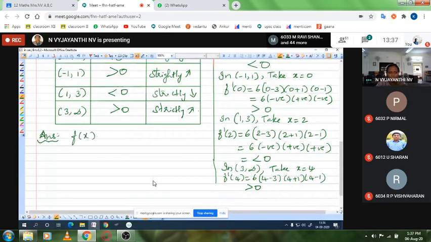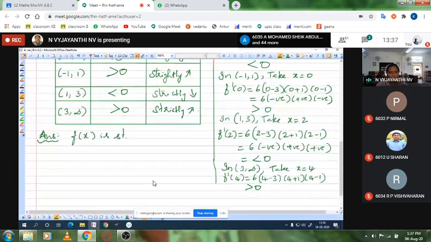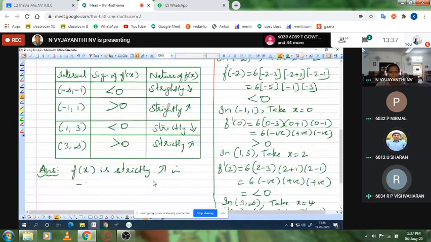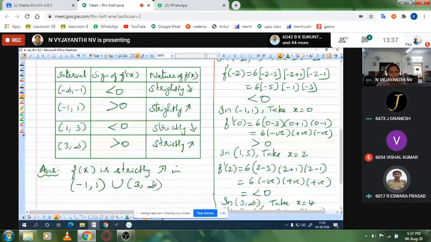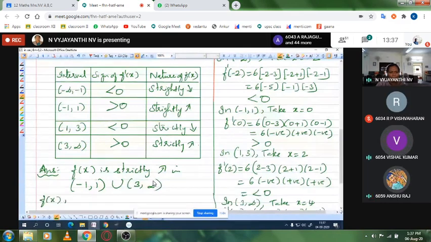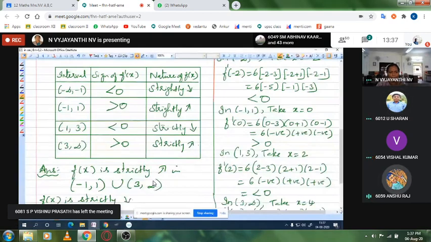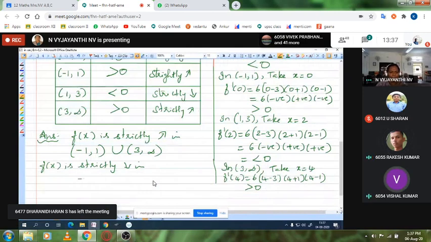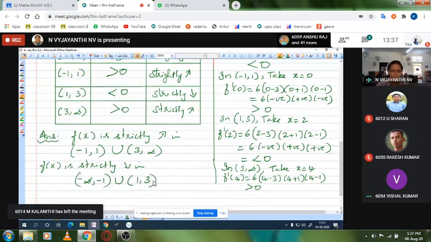Therefore, how to write the answer. f of x is strictly increasing in which interval? Minus 1 comma 1 union 3 comma infinity. f of x is strictly decreasing on which interval? Minus infinity to minus 1 union 1 comma 3.